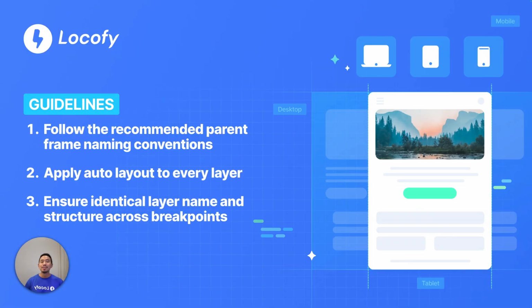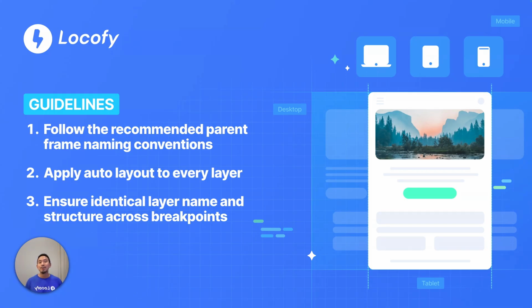Alrighty, so to summarize, there are a few more guidelines that you should follow when you're designing for multiple breakpoints. The first one is to follow one of the recommended parent frame naming conventions that was shown just now. So you can either use breakpoint names like desktop, tablet, and mobile, or breakpoint pixel widths like 1440 pixels, 960 pixels, and 420 pixels. Number 2, use auto layout as much as possible. If you check out the sample project design, you'll see that every layer has auto layout applied. This ensures great responsiveness between your breakpoints.